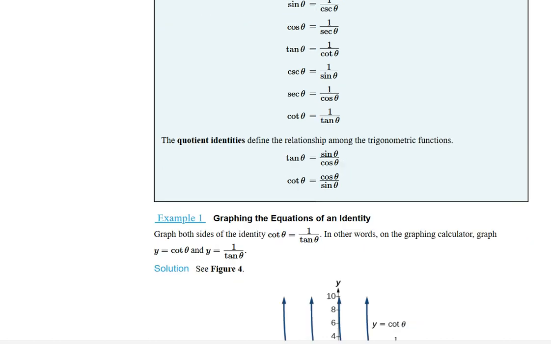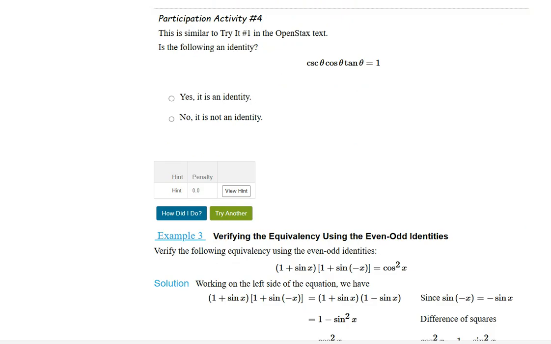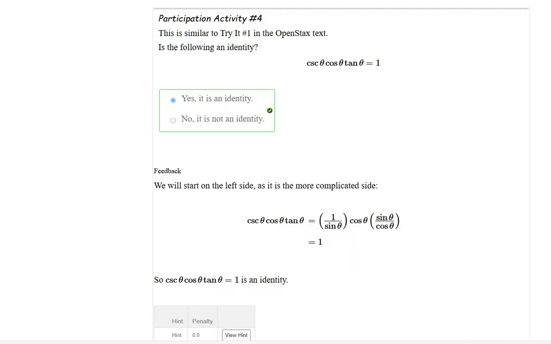So, where is this question? Sorry. Yeah, it's an identity. There you go.